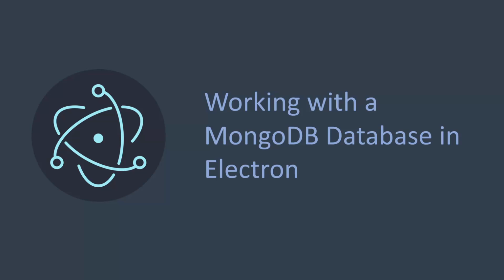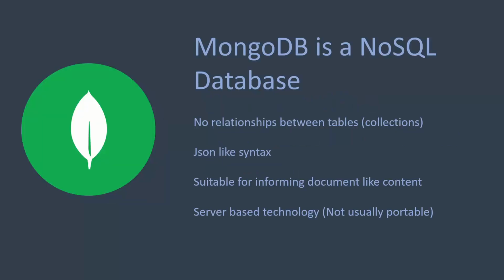In this tutorial, we will learn how to use and connect with a MongoDB database in Electron. So let's get started. MongoDB is a NoSQL database. That means unlike an RDBMS or a relational database management system, the collections, or tables, you can interpret them as tables too, do not have relationships. Instead, the collections are actually collections of documents, and each document has all the information you need to process and work with the data.